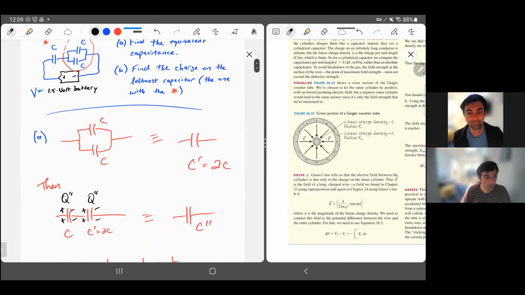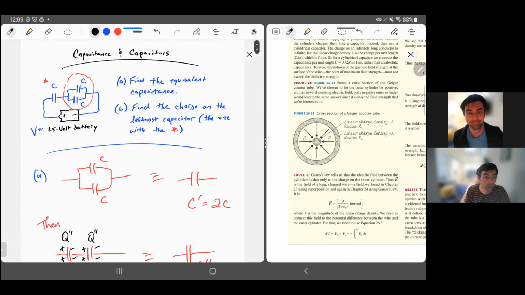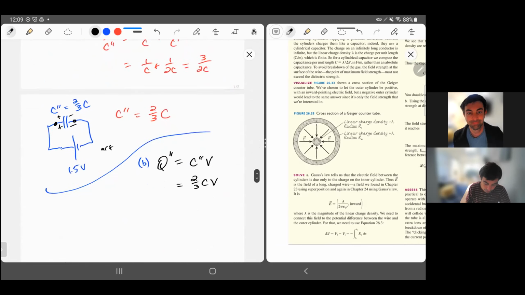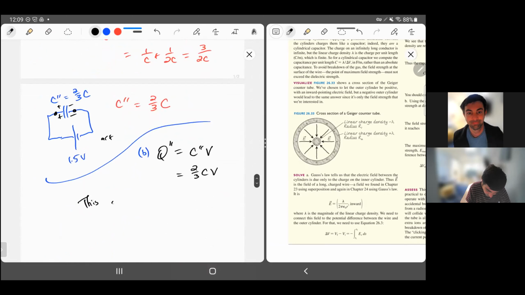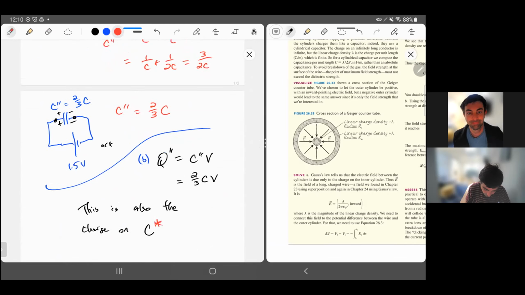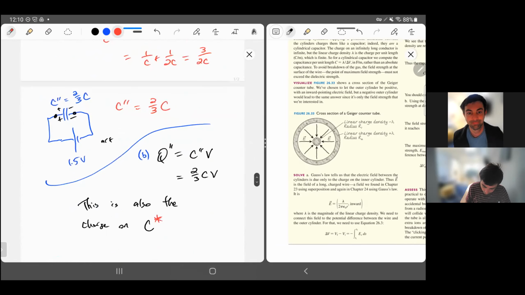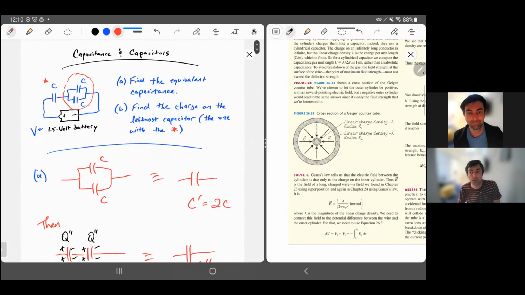So overall, the question for part B, find the charge on the leftmost capacitor. Well, it's the same as the charge of the overall equivalent capacitor. So this is also the charge on the C star, this red star, this one right here. Okay, so the answer is this right here for the charge, and then this was the equivalent capacitance for part A. All right.